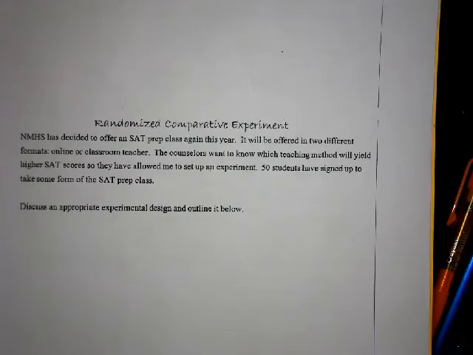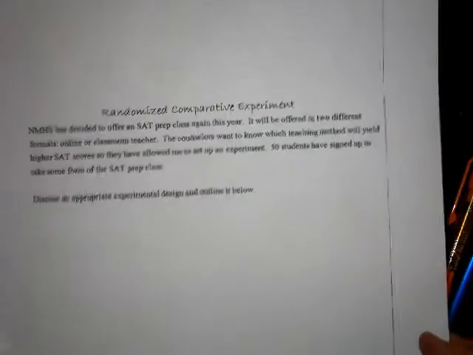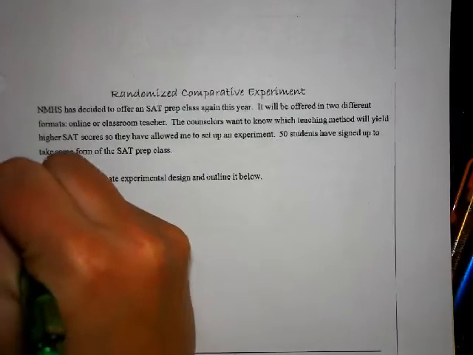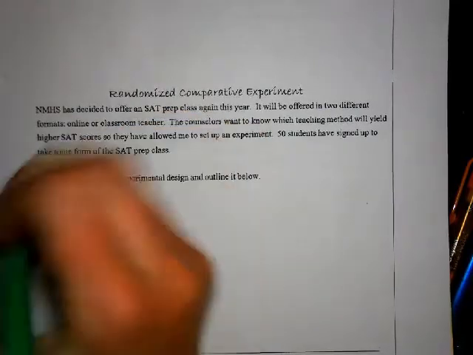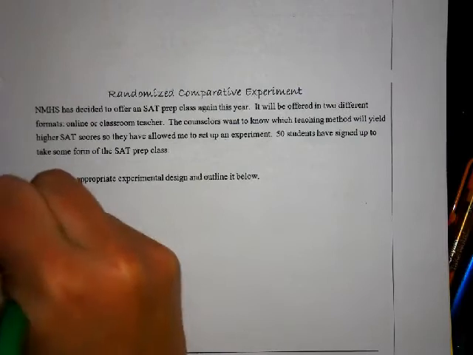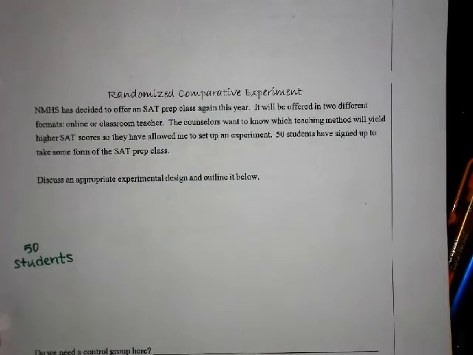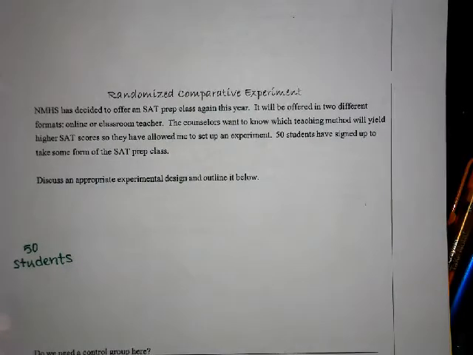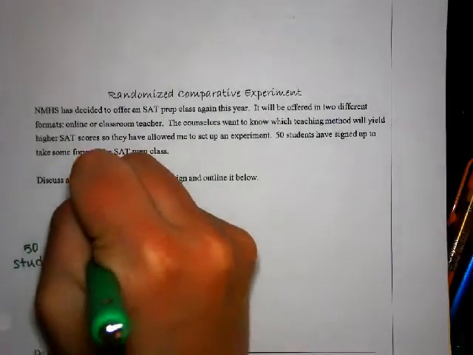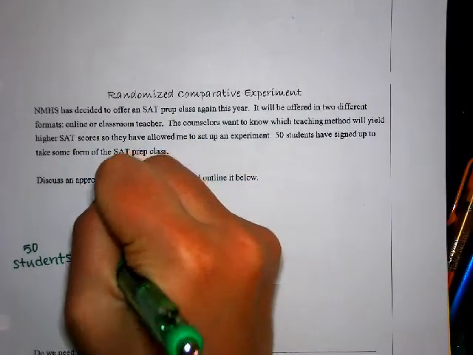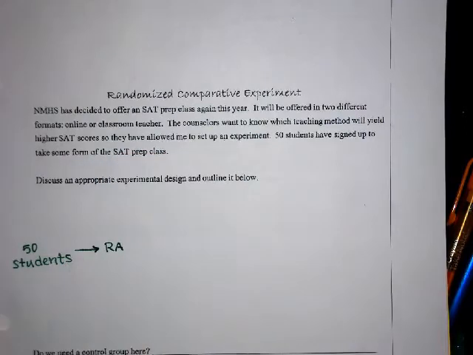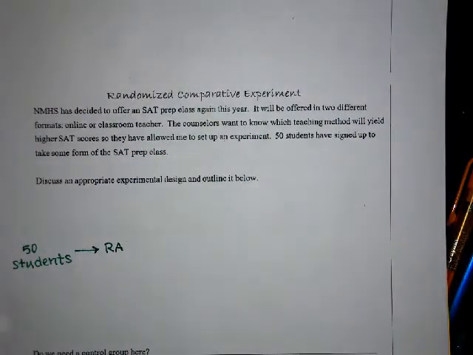And this reminds me of tree diagrams. So we're going to start with our experimental units, or in this case, subjects, because they're human beings. So we have our 50 students. Here is the most important step in designing an experiment. Random assignment. Remember I said that I'll use RA. So random assignment, I'm gonna describe it down here.